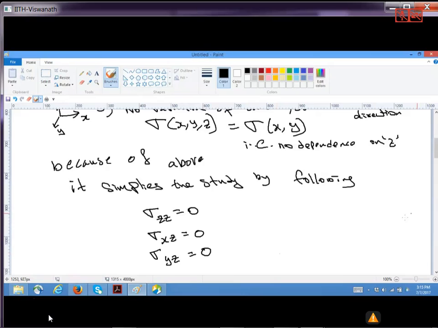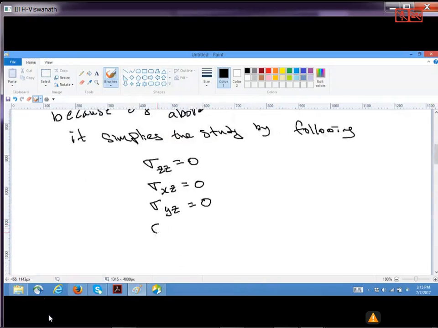Further, epsilon zz is equal to mu times something. Anyway, sometimes I interchangeably write x as one direction, y as two direction, z as third direction.